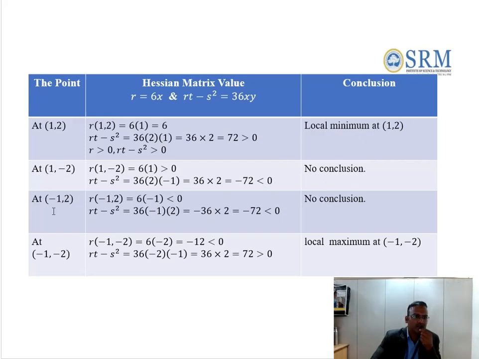Similarly, at the point (1, -2), r is greater than 0, but rt minus s square is less than 0. Therefore, no conclusion. And at the point (-1, 2), r is less than 0, but rt minus s square is again less than 0. Therefore, no conclusion. At the point (-1, -2), r is less than 0 and rt minus s square is greater than 0. Therefore, the Hessian matrix is negative definite, hence the function attains a local maximum at the point (-1, -2).